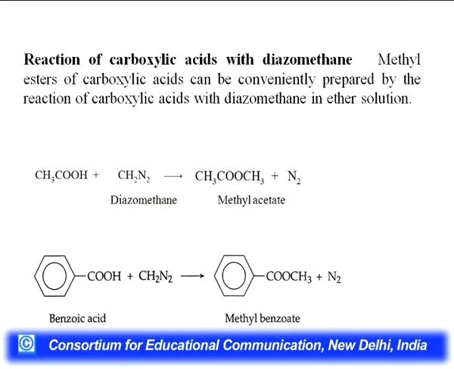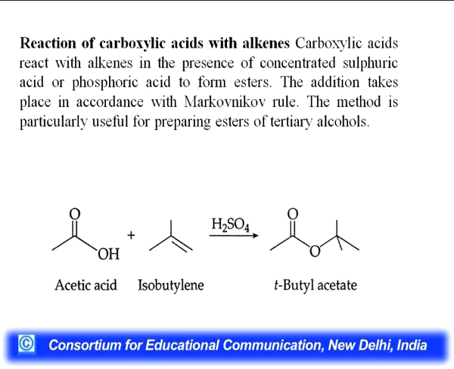Next preparation is from the carboxylic acid with diazomethane. The azo word is due to nitrogen. Methyl esters of carboxylic acid can be conveniently prepared by the reaction of carboxylic acid with diazomethane in ether solution. Acetic acid will give you methyl acetate, while benzoic acid will give you methyl benzoate. Next preparation from carboxylic acid with alkenes.